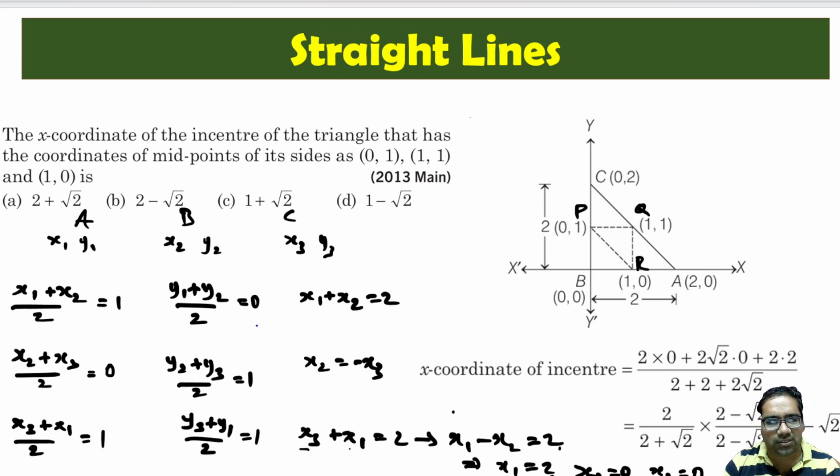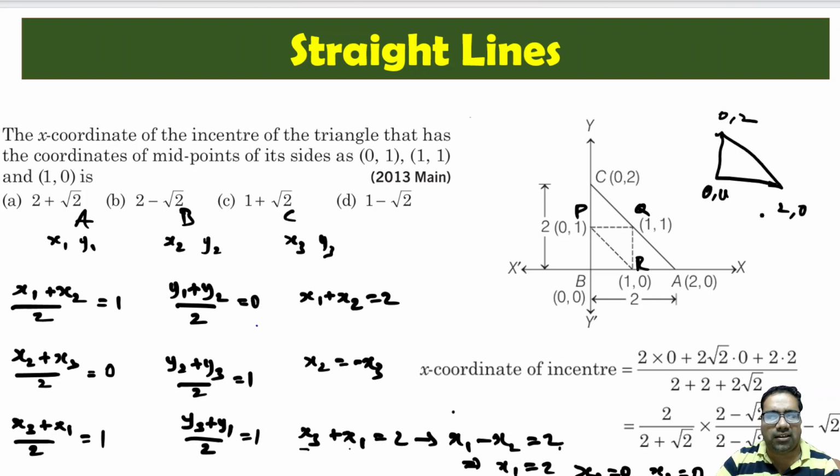When x1 equals 2, we can substitute here, so x2 should become 0. At the same time, x3 also should become 0. Similarly, we can find all the y's also. Like the x's are 0, 0, 2, the y's also will be found as 0, 0, 2. So we are able to find the original triangle. The original triangle is (0, 0), (2, 0) and (0, 2).